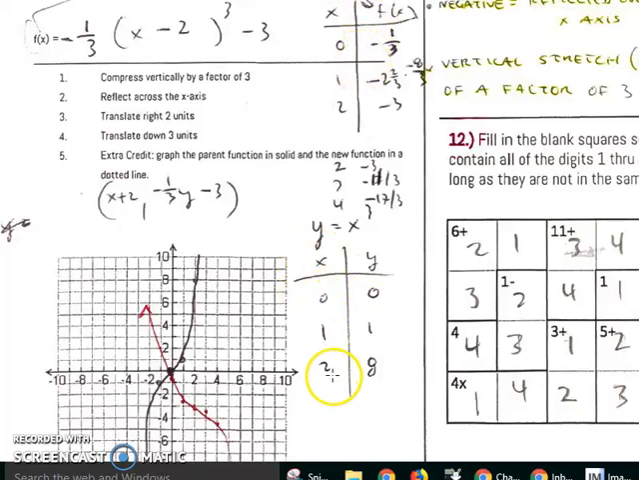So all my x values, I'm just going to add 2, and I get 2, 3, 4. And then I take all of these y values, and I get -1/3 times y minus 3. So when I do that, I get these values. And if you needed some more values like I showed you here, 0, 1, and 2, I get these coordinates. When you graph it, your new cubic transformed function looks like that.